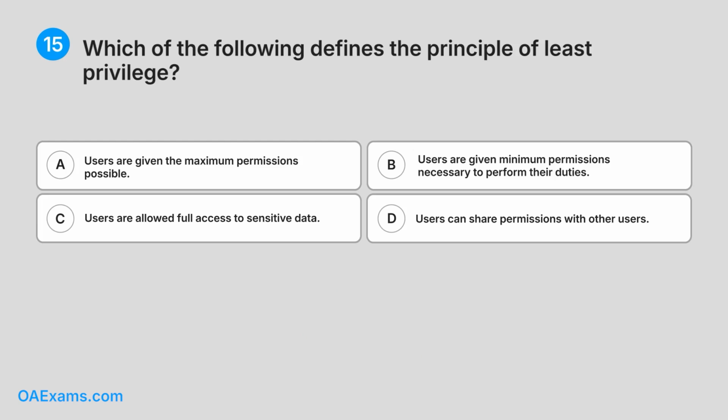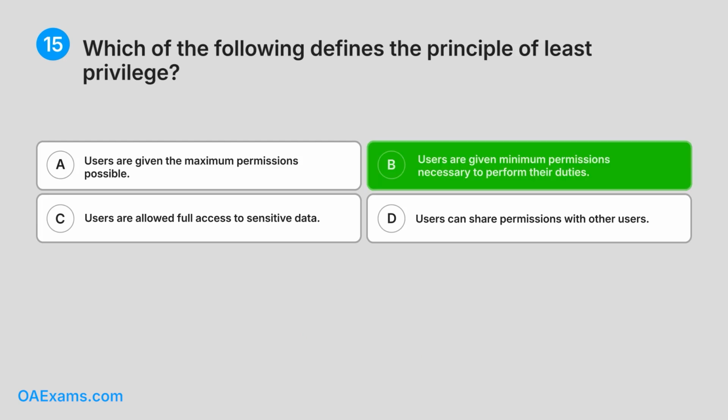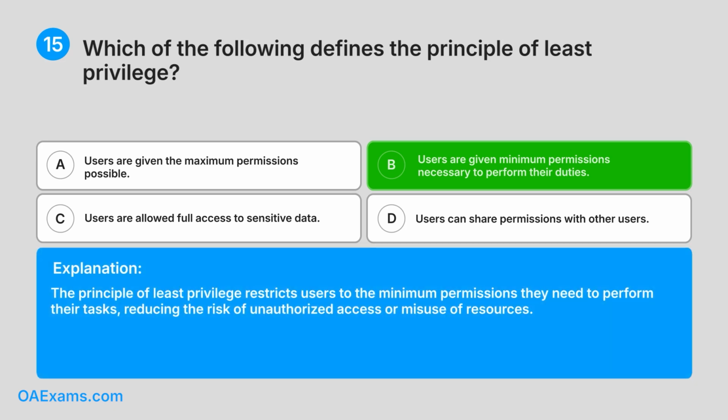Correct answer: B. Users are given minimum permissions necessary to perform their duties. Explanation: The principle of least privilege restricts users to the minimum permissions they need to perform their tasks, reducing the risk of unauthorized access or misuse of resources.